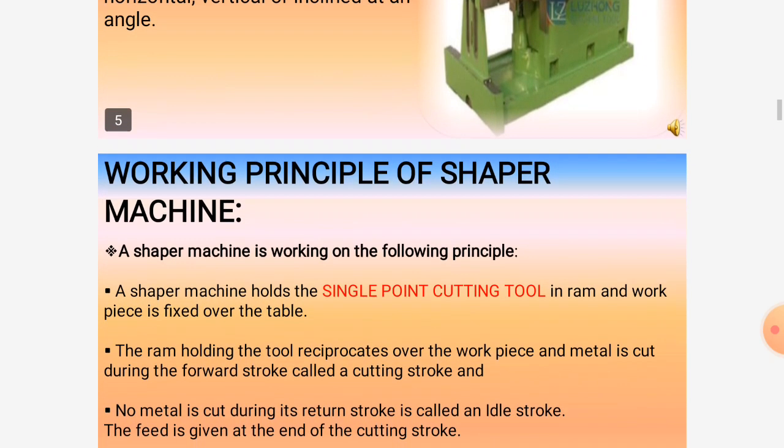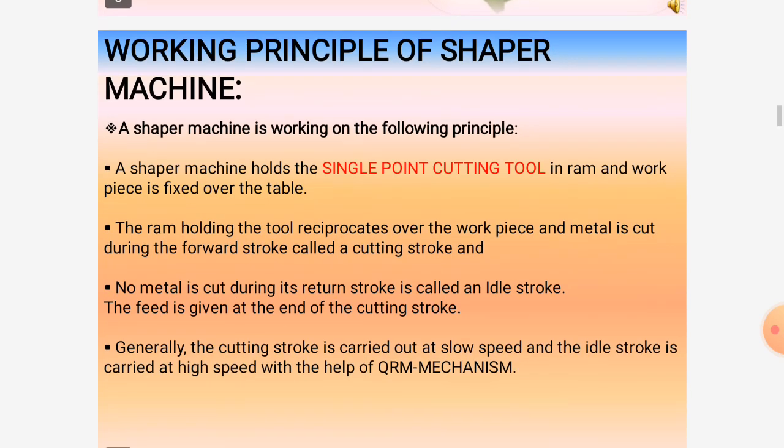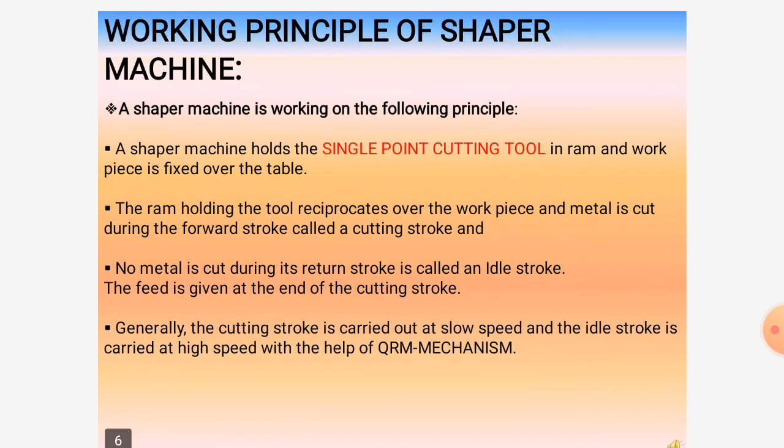Now, working principle of shaper machine. A shaper machine works on the following principle. First, a shaper machine holds the single point cutting tool in the ram and the workpiece is fixed over the table. Second, the ram holding the tool reciprocates over the workpiece, and metal is cut during the forward stroke, called the cutting stroke, and no metal is cut during its return stroke, called the idle stroke.